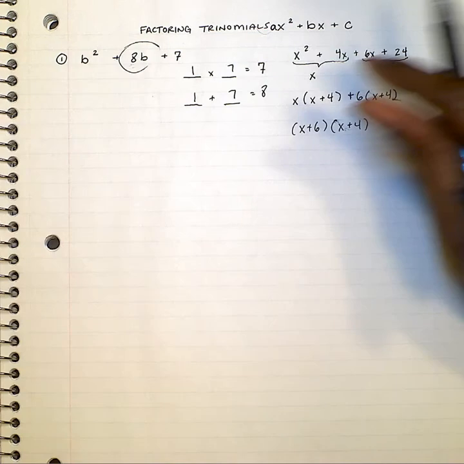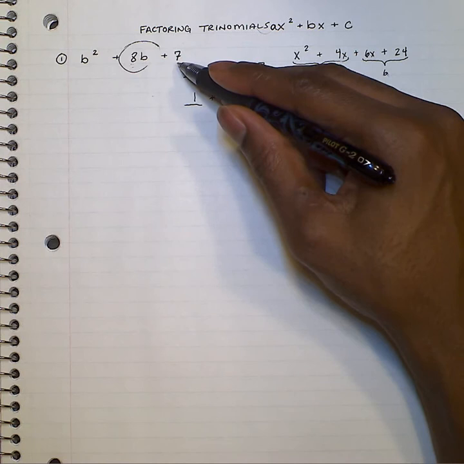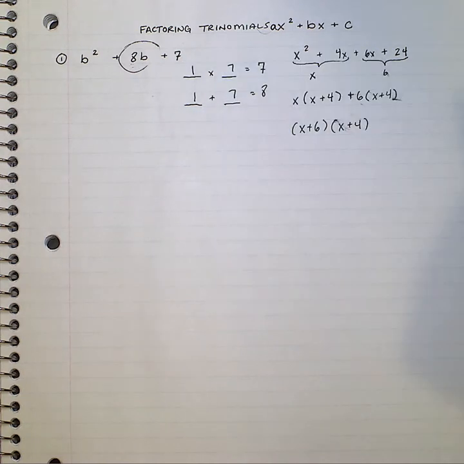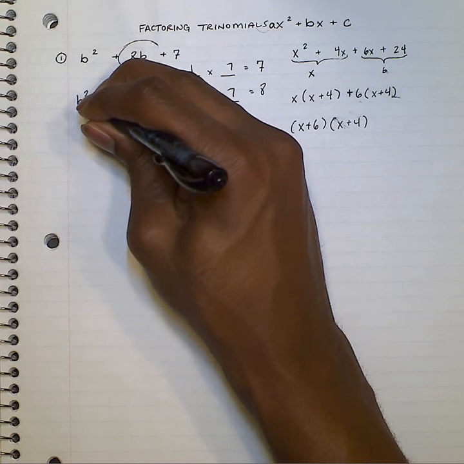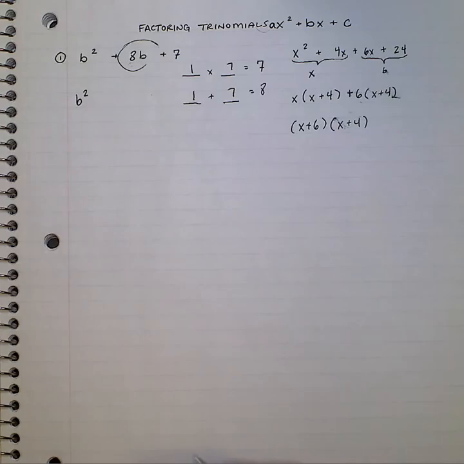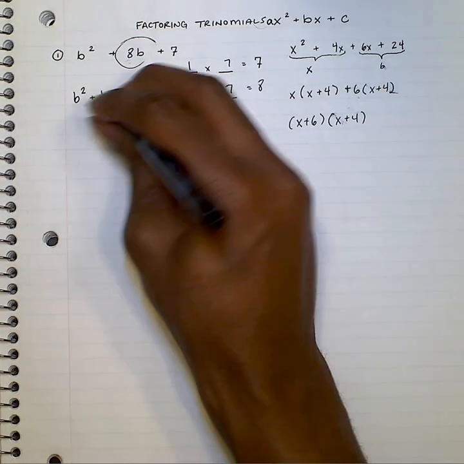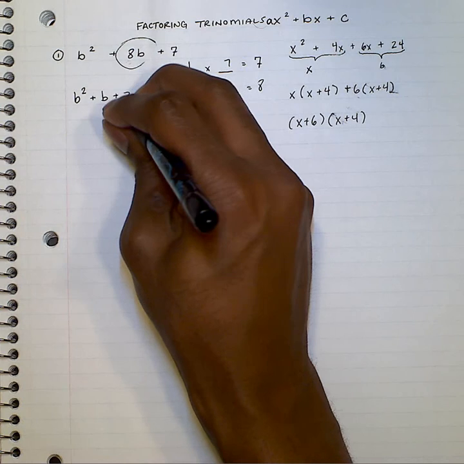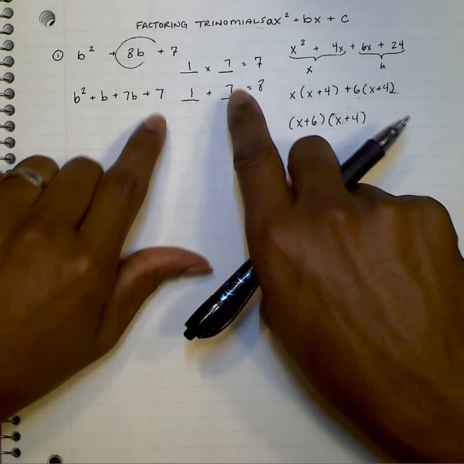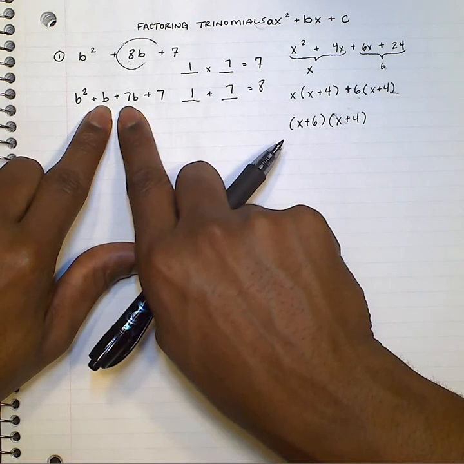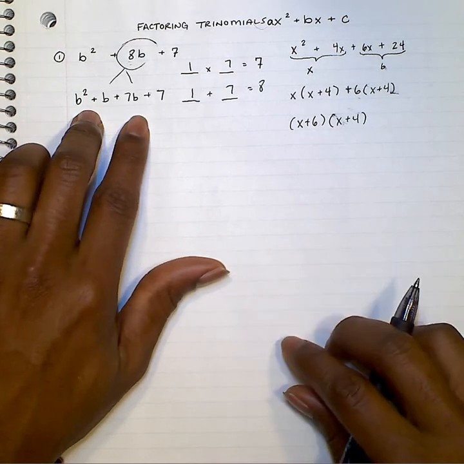Now what this does is it shows me how to split this middle term so that I can factor by grouping. So I have b squared, and instead of writing 8b, I'm going to write plus b, because that's the 1b, plus 7b, plus 7. Notice I took this term and split the 8b. And now I have a factor by grouping problem.